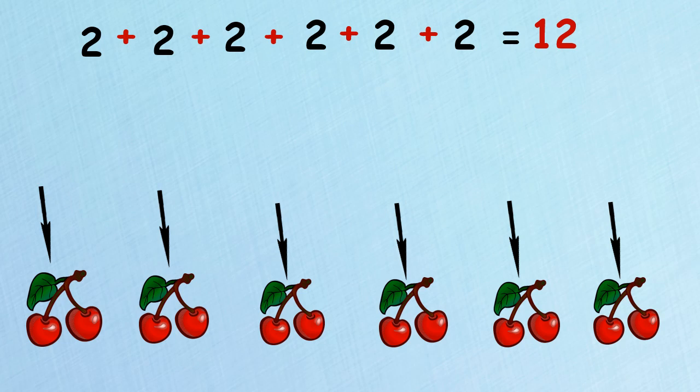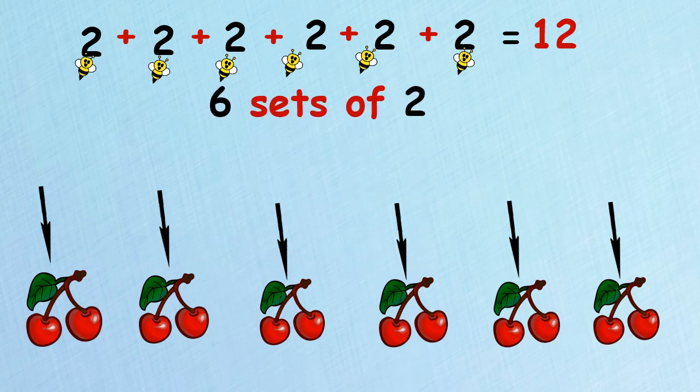So how many sets of 2 do we have? We have 1 set of 2, 2 sets, 3 sets, 4 sets, 5 sets, 6 sets. 6 sets of 2. And we are going to replace the words sets of with the multiplication sign. So we have 6 multiplied by 2, or 6 times 2.